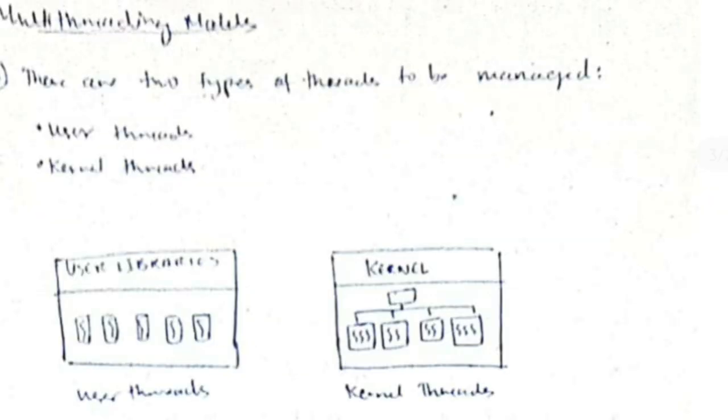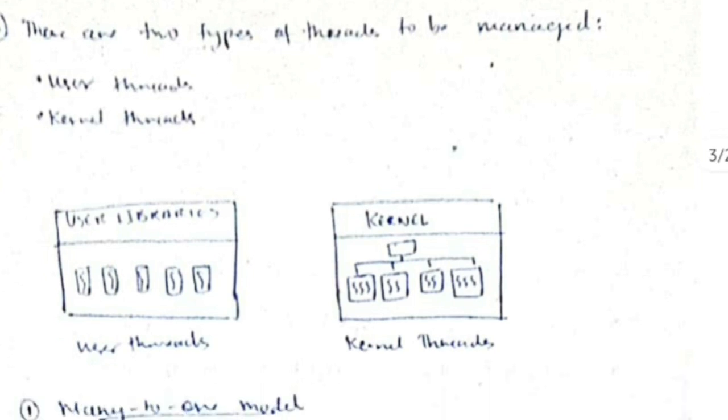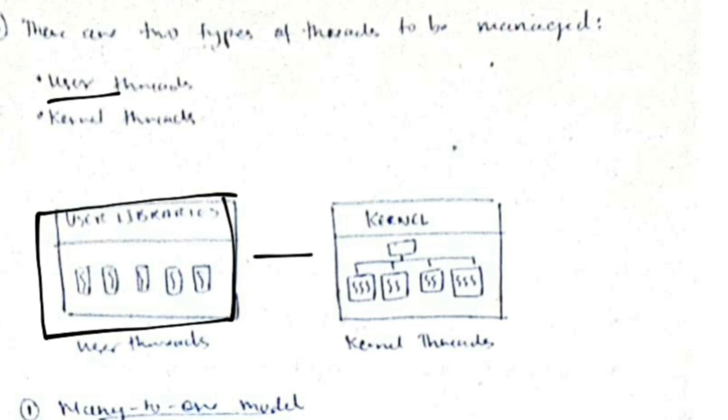Coming to multi-threading models, there are two types. First one is user thread and second one is kernel thread. Kernel, as you know, is closely related to the CPU. User is the programmer who is developing the software. Both have separate threads. The user's threads will be stored in the user library and the kernel will not know anything about these libraries. The kernel will have threads in itself which are independent of the user libraries.